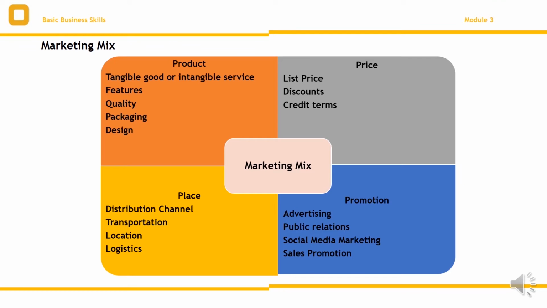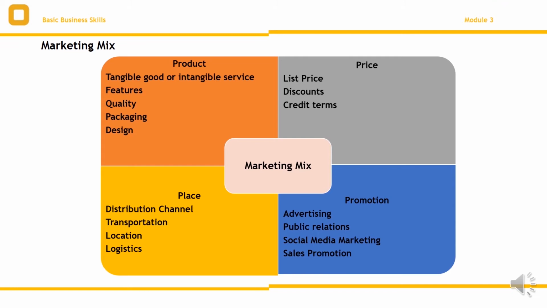The third P refers to place. Place refers to how you are going to distribute your product or service. It refers to the distribution channel that you're going to be using. Are you going to be using a direct distribution channel where you're going to sell directly to your customers? Are you going to be using an indirect distribution channel where you may have a middleman or an agent or a number of other intermediaries in order for your product or service to reach your customers?